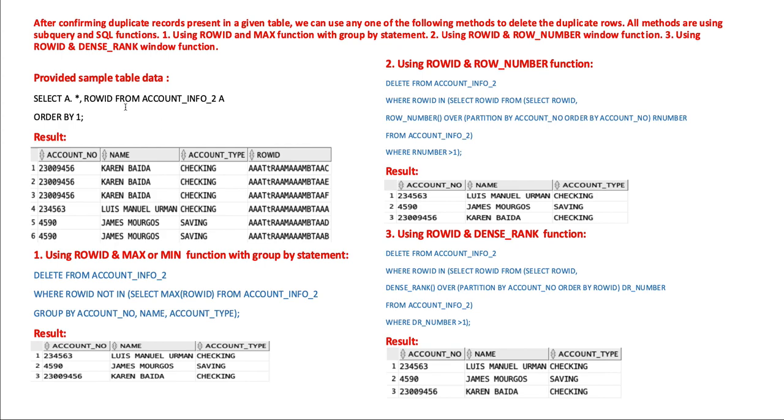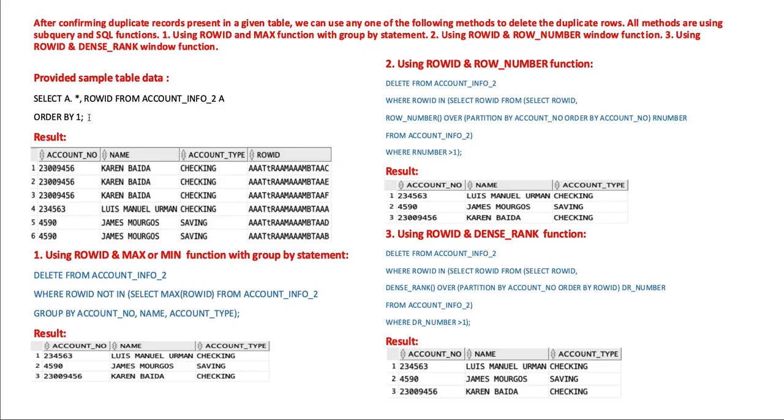Suppose we are given sample table data. The table name is account_info_2. I'm going to observe how many columns and how many records are there, and I'm going to present it with ROWID. So let me start with SELECT a.*, where a is the alias name, comma, ROWID FROM account_info_2 a ORDER BY 1. ORDER BY 1 means order by the first column.